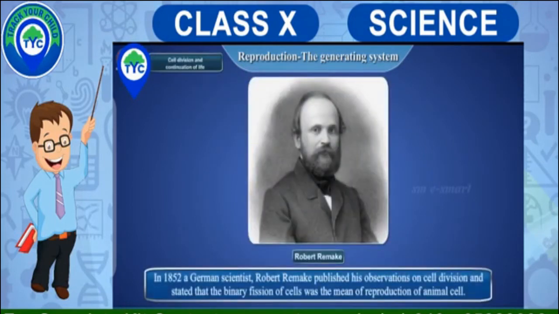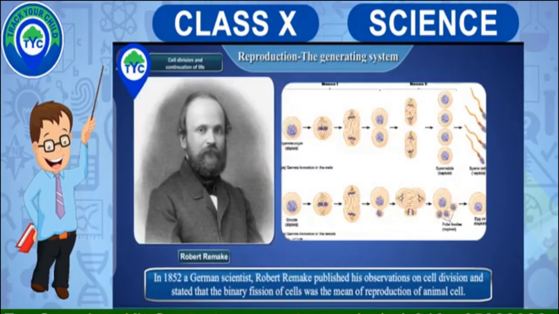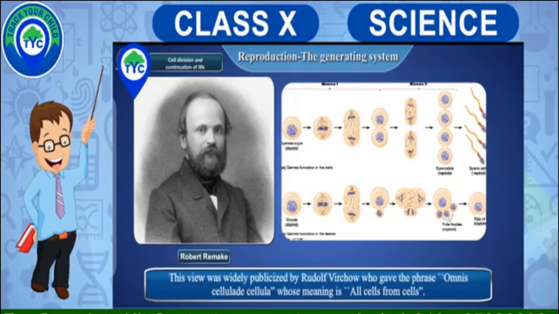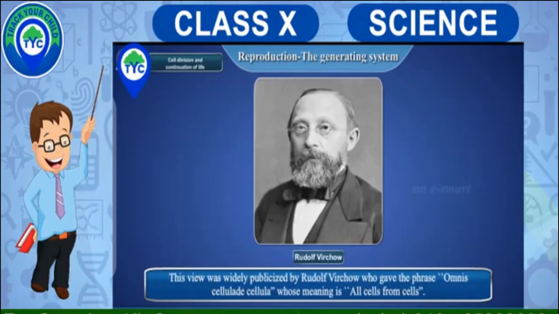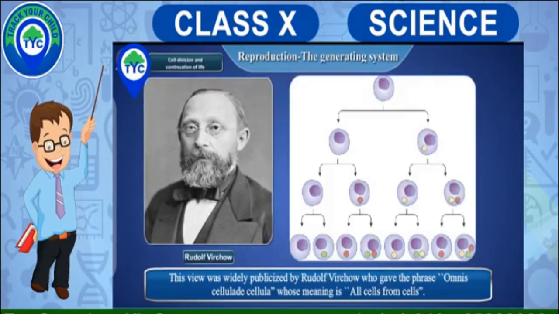In 1852, a German scientist, Robert Remak, published his observations on cell division and stated that the binary fission of cells was a means of reproduction of animal cells. This view was widely publicized by Rudolf Virchow, who gave the phrase omnis cellula e cellula, whose meaning is all cells form from cells.